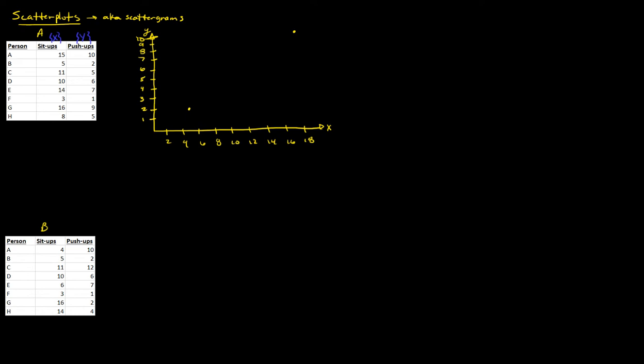Person C did 11 sit-ups and 5 push-ups. Should put us just about right there. Person D did 10 sit-ups and 6 push-ups, so 10 and 6 puts us just about right there. Person E gave us 14 sit-ups and 7 push-ups. So it puts us just about right there.